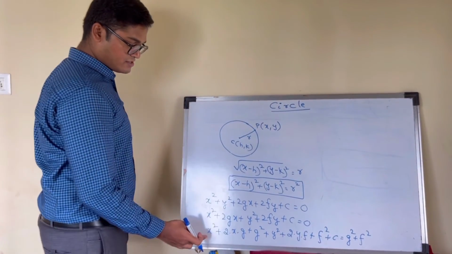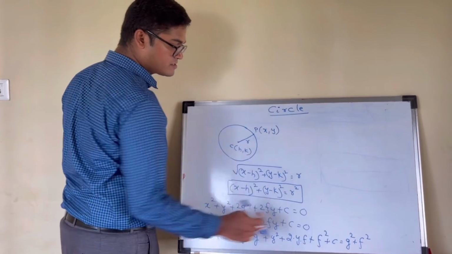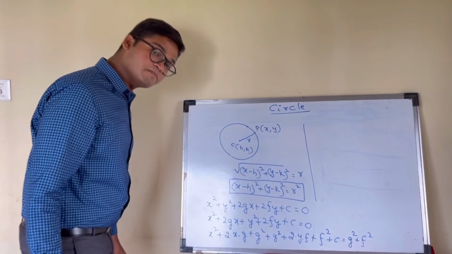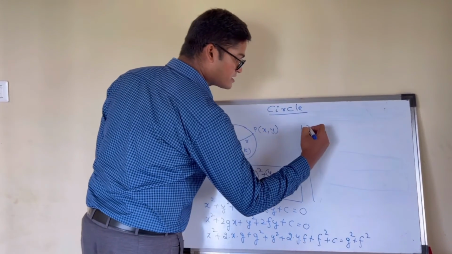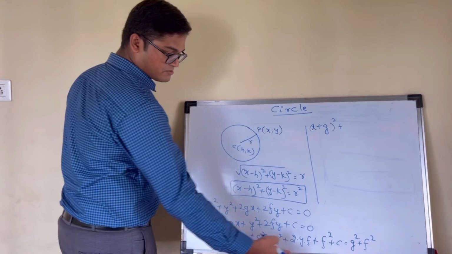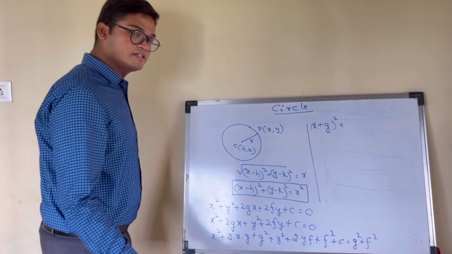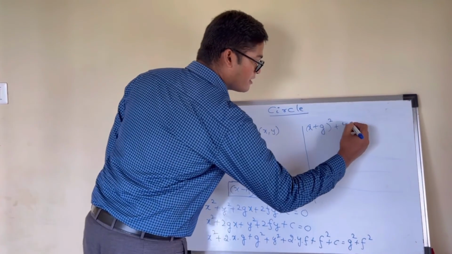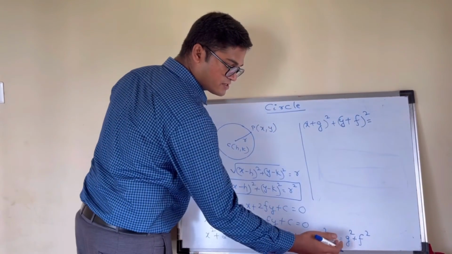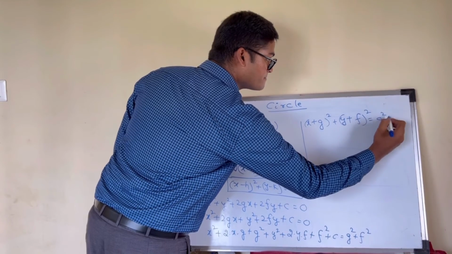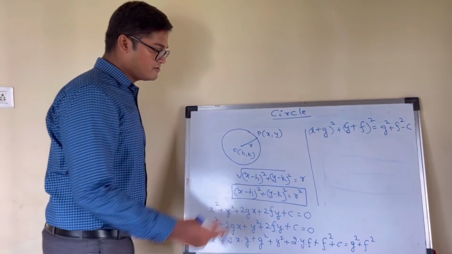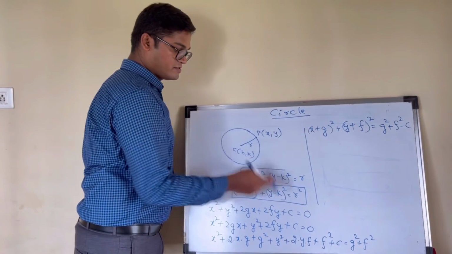Now these three terms and these three terms, when you consider these three terms, it is the format of a square plus 2ab plus b square. So we can write this as (x plus g) whole square. And these three terms again are in the a plus b whole square format, so (y plus f) whole square. And if you transpose the c to the other side, we're going to get g square plus f square minus c.